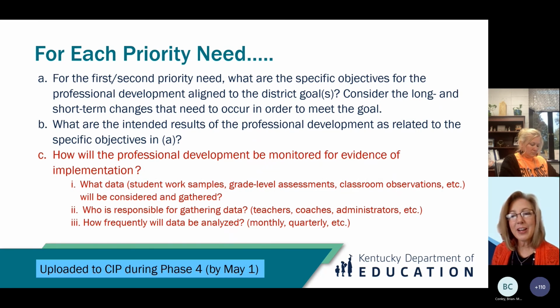All right, so the red font you see on your screen are the revisions that have been made, and the specific questions to consider are still based upon your priority needs. The following items there that you see on B and C, especially on C, are really to get districts to think more about what data they're going to use, who's responsible for the data, not necessarily a person, but just what group of folks is responsible, and then how frequently the data will be analyzed. And we really would like for that to be more specific for this upcoming year. Go ahead, Ruth.